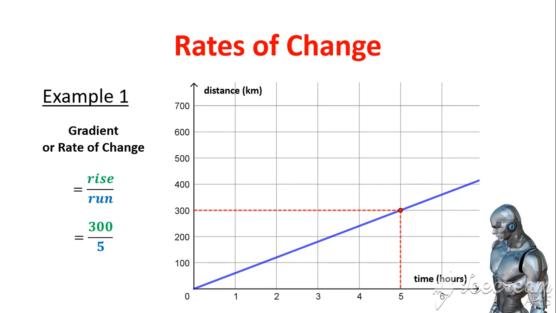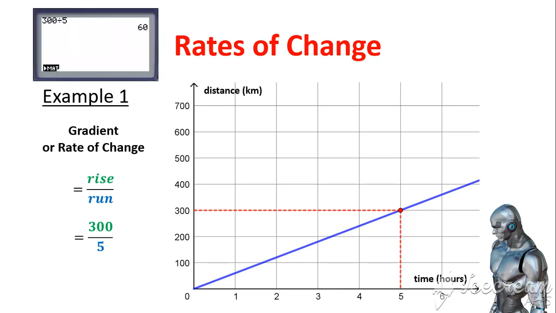So 300 over 5. Now if I grab my calculator, 300 divided by 5 gives me 60. So this has a gradient or a rate of change of 60. And because we're measuring distance versus time, we can say 60 kilometers per hour, which is a speed. So this car or vehicle is traveling at a rate of 60 kilometers per hour.